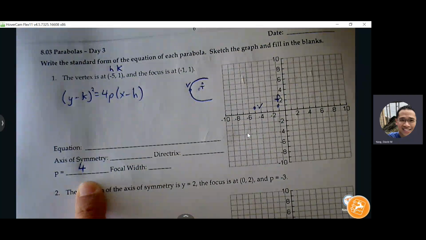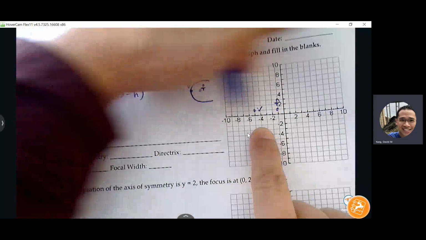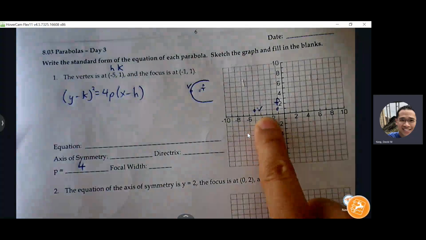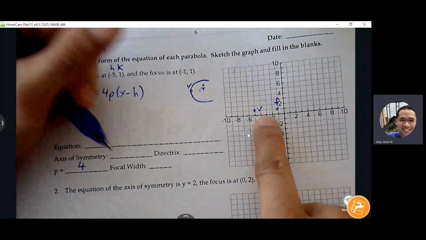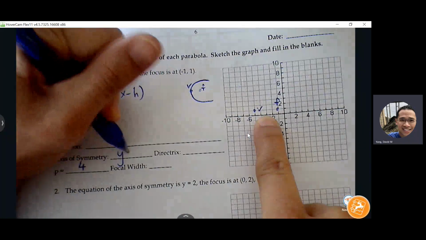It is, because the axis of symmetry is going to have to cut through all those points. It's going to have to cut through your vertex and your focus. So your axis of symmetry is what? Right, y = 1, yeah.